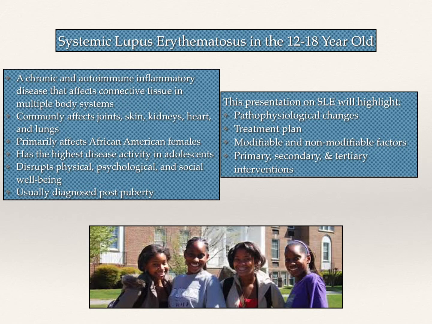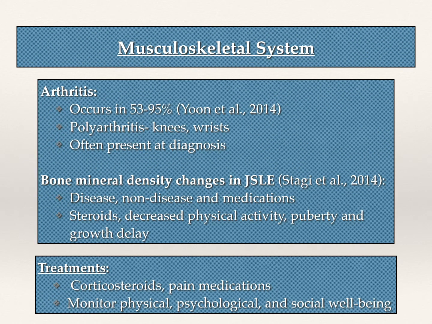This presentation on lupus will highlight pathophysiological changes, treatment plan, modifiable and non-modifiable factors, and then primary, secondary, and tertiary interventions. The musculoskeletal system is primarily affected by arthritis with lupus. This is often present at diagnosis, and it occurs in 53 to 95% of patients. Polyarthritis in the knees and wrists is commonly affected.